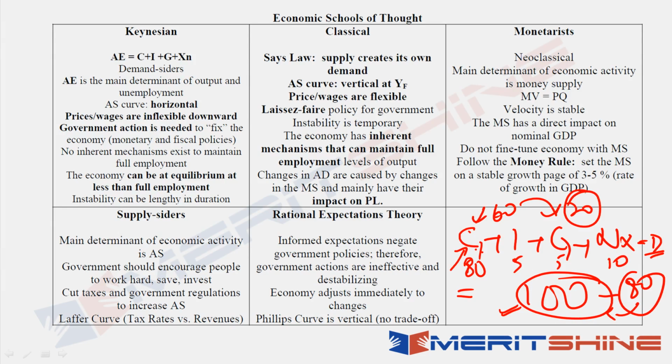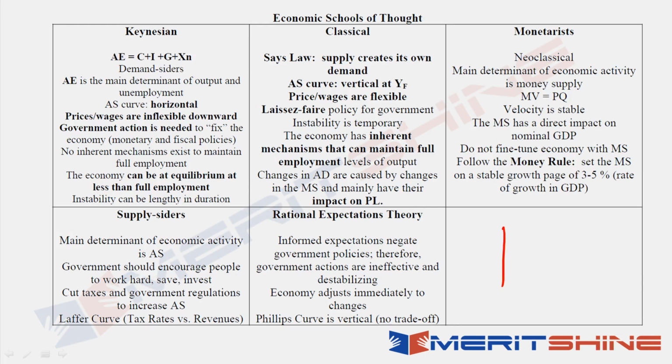Now the classical school, that is the initial graph which I had drawn. They say let it come down to its equilibrium on its own. It will reach its equilibrium on its own. That was the classical view. Laissez-faire means non-intervention by the government. So it says supply creates its own demand, invisible hand theory, etc. That was all classical thinking.